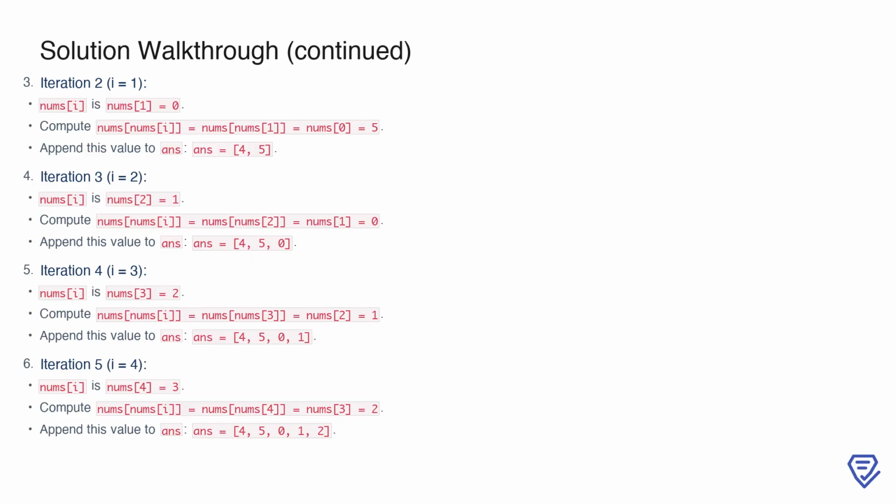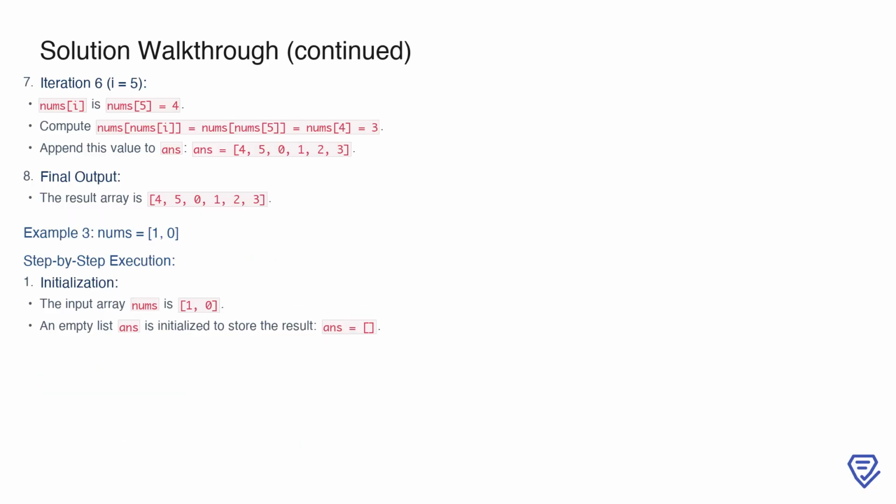At index i equals 3, nums[i] is 2. We calculate nums[nums[i]] equals nums[2] equals 1. Adding this value updates ANS to [4, 5, 0, 1]. Finally, at index i equals 4, where nums[i] is 3, we compute nums[nums[i]] equals nums[3] equals 2. Adding this value gives ANS equals [4, 5, 0, 1, 2].